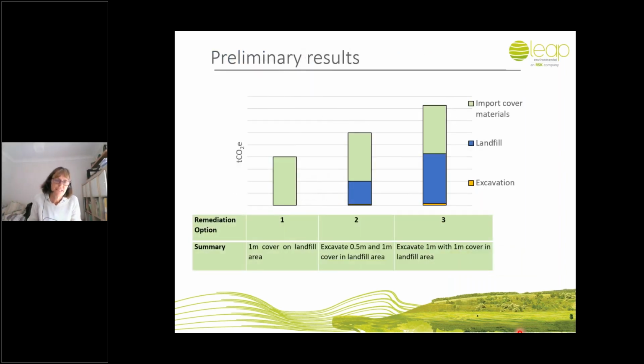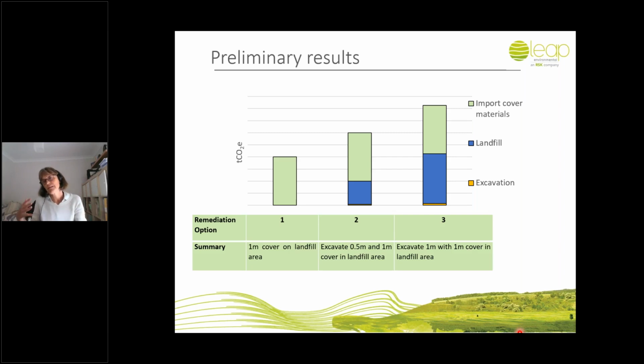And if you see the results on this, you end up with options 1, 2, and 3, and this shows you the tons of equivalent carbon. And you can see for this, they've all got 1 metre of cover, so the green block is the same in all of them. That's the carbon contribution of importing cover material. And obviously options 2 and 3 involve excavation and landfilling material. And I mean, this is actually showing you probably the absolute obvious, that if you're going to excavate more and more, it's going to cost you more in carbon. So it's just showing the basics of how it works.